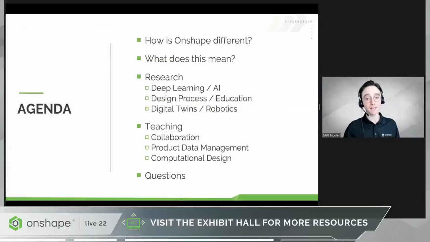So I'd like to start the talk today by giving a little peek under the hood at how Onshape actually works and how it's fundamentally different than any other CAD platform. Then I'll talk about what the implications of these differences are for research and teachers. Then I'll highlight some exciting examples of how researchers are taking advantage of these new capabilities in the fields of deep learning and artificial intelligence, design process and education research, and digital twins and robotics.